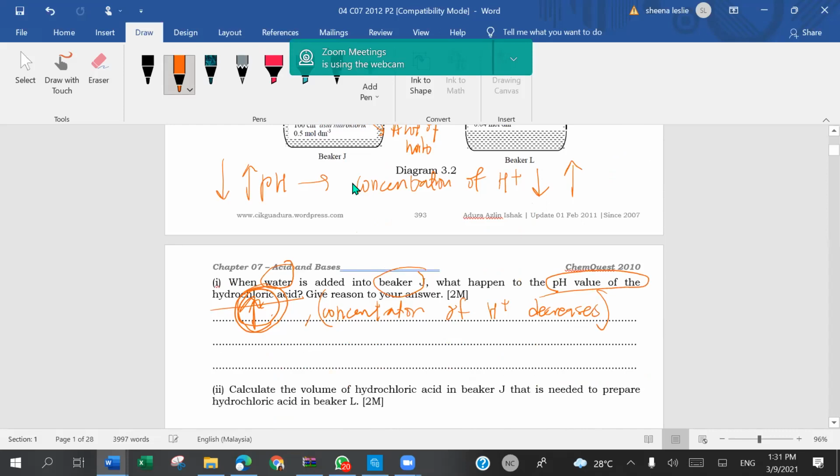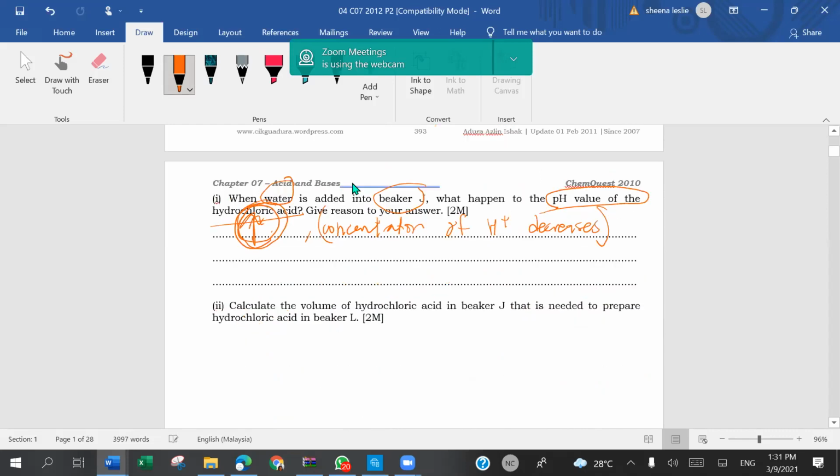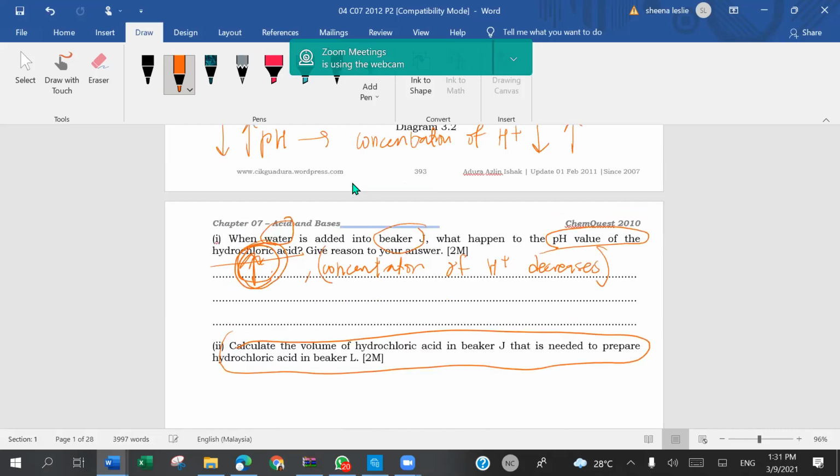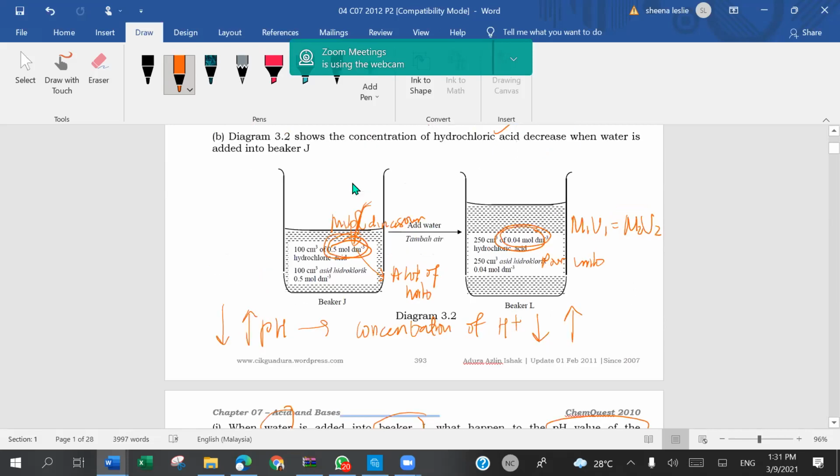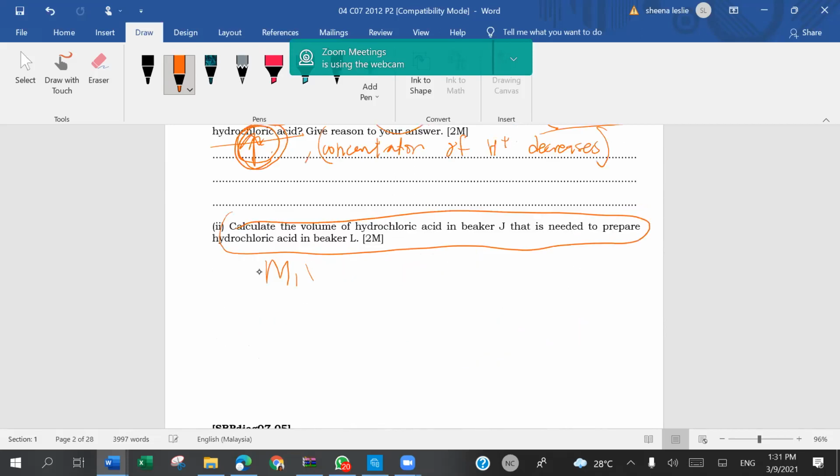Okay, all right, so then they ask, calculate the volume of hydrochloric acid in beaker J. They need to prepare hydrochloric acid in beaker L. This one you don't get confused, don't stress. They're only asking you for dilution formula. Dilution formula only got one: M1 V1 is equals to M2 V2. Whenever you see the word adding water, only this formula you need to know.